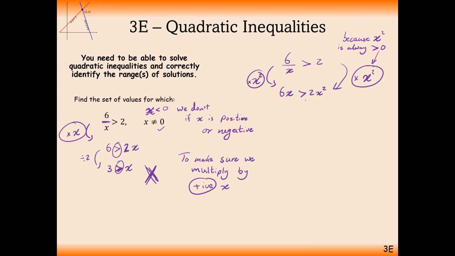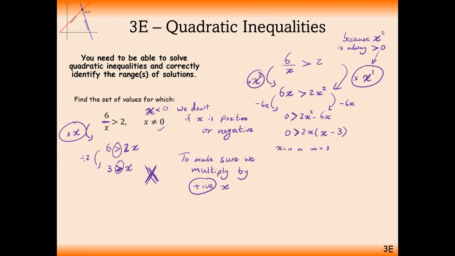Now you can subtract 6x from both sides to get 2x squared minus 6x is less than 0, and you solve this inequality to get your answers. I can factor a 2x out of this inequality, so I get 2x times (x minus 3). That's telling me either x is 0 or x is positive 3.